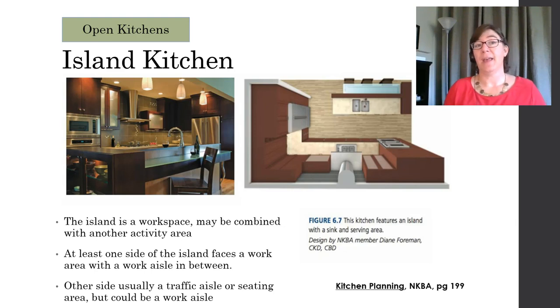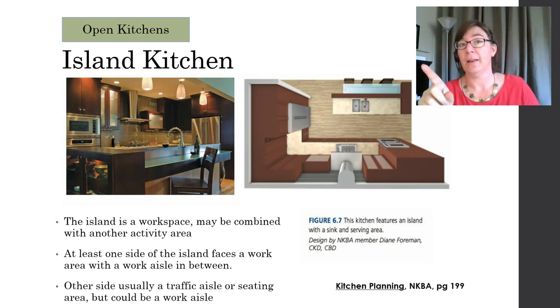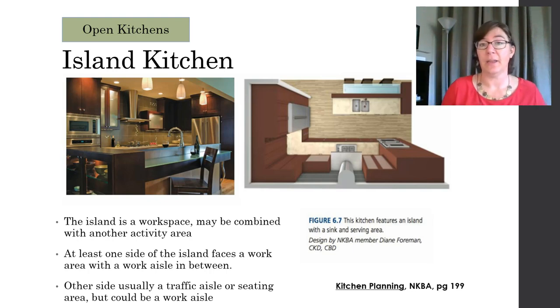Our last open kitchen type is an island kitchen. And this one's a little bit different because what you do is you take any of the previous kitchen types we just talked about and add an island. What makes it an island kitchen instead of just, for example, an L-shaped kitchen with an island? It's that you move one of the three primary centers onto the island. So the definition of this island kitchen is that one of the three centers is on the island.